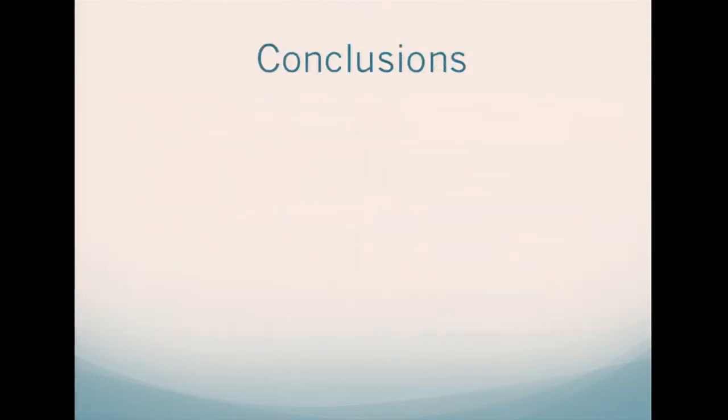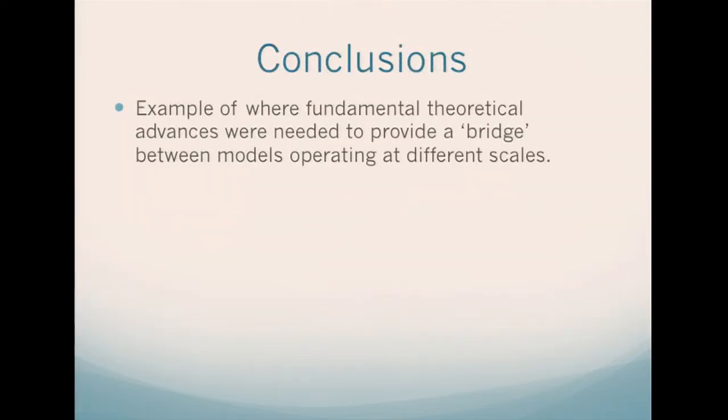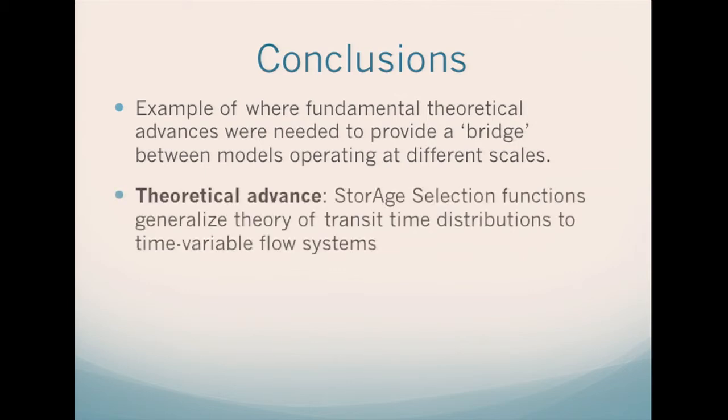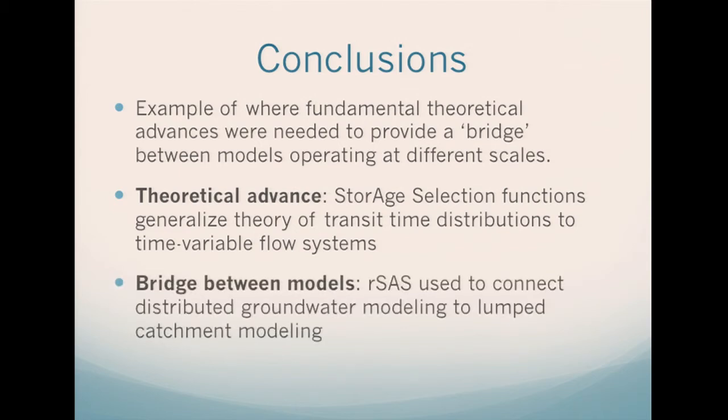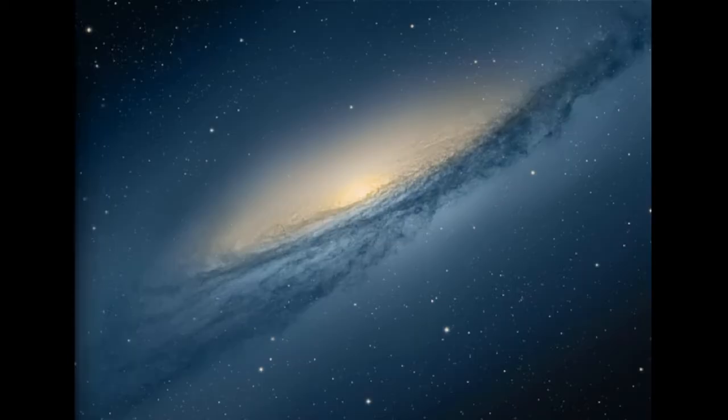You haven't even seen probably half of the ultimate change that you would get by the time you get to this year. So the conclusion really is just that this is an example of where a fundamental theoretical advance was needed to provide a bridge between models operating at different scales, in this case different spatial scales and different temporal scales. The theoretical advance in this case was this idea of a storage selection function, which generalizes the idea of a transit time distribution. And this was able to bridge models between distributed groundwater and lumped catchment modeling.